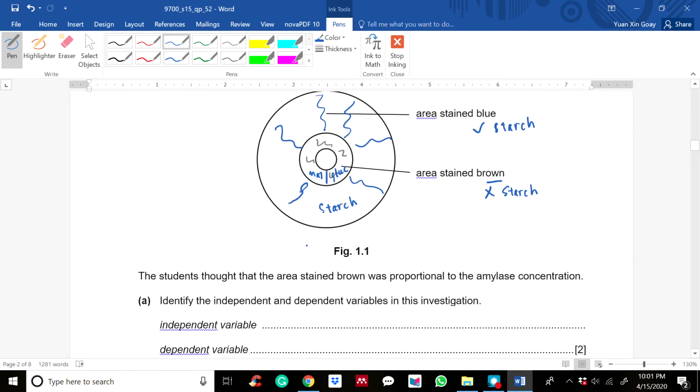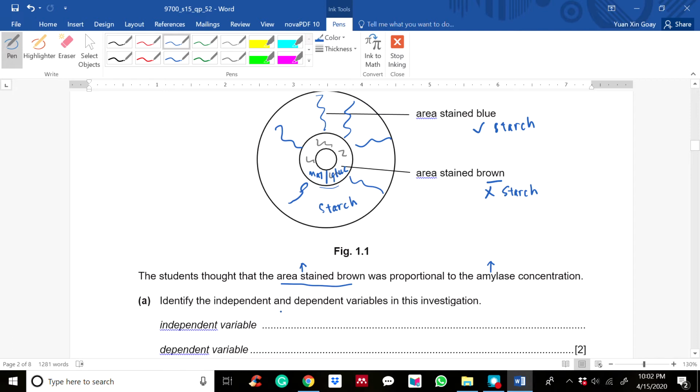The student thought that the area stained brown was proportional to the amylase concentrations. If you have higher amylase concentrations, the area that stained brown will be increased, because more and more starch will be broken down into glucose or maltose. So you have big area of glucose and maltose, meaning that you have higher amylase concentrations.